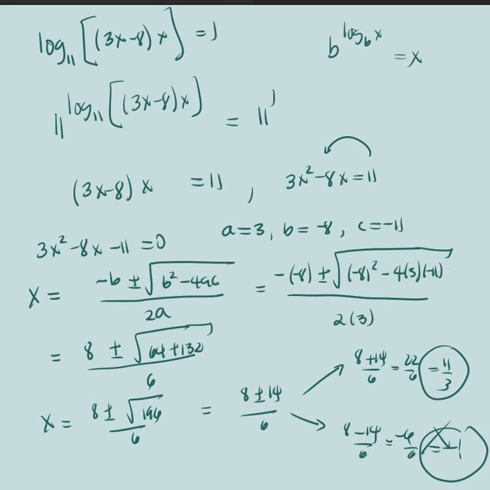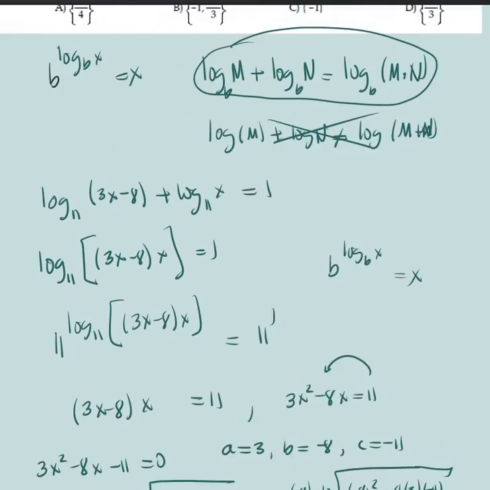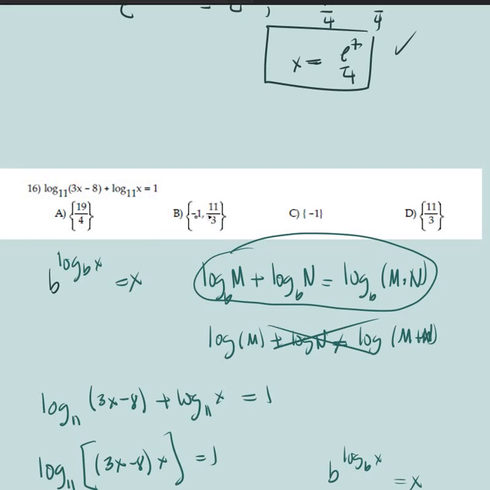And if you go back here to the answer choices, remember we got 11/3 and negative 1. There's one that says negative 1 and 11/3, and there's another one that says 11/3. Which one is the correct answer? This one, because negative numbers do not have logarithms.